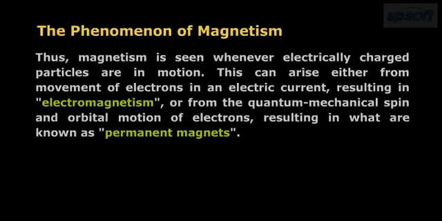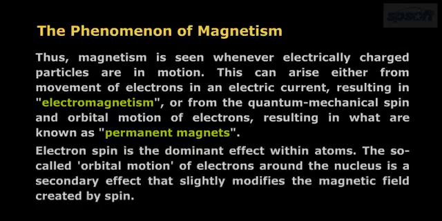Electron spin is the dominant effect within atoms. The so-called orbital motion of electrons around the nucleus is a secondary effect that slightly modifies the magnetic field created by spin.